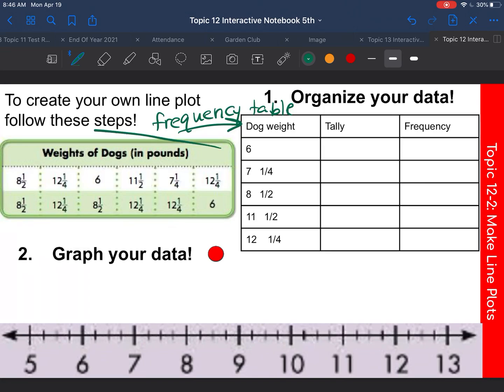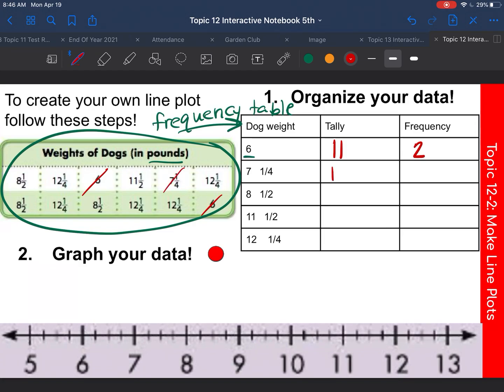So we have this table and we start with the dog weight of 6. It's in pounds. So there is 1, and I cross them out so I'm not confused. There are 2, and we tally it. Those are like the lines. 2 6s, so the frequency of 6s is 2. 7 1/4 is the next possible one. I only see one of those, so the frequency is 1. Frequency just means how many times the data value occurs.